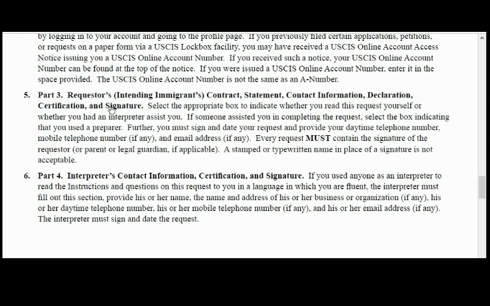So the requester on the form is basically the intended immigrant. Okay, the intended immigrant is the requester, but I think the parent also can become a requester if the child is under 14 or something like that. Then the parent or the legal guardian can become a requester.